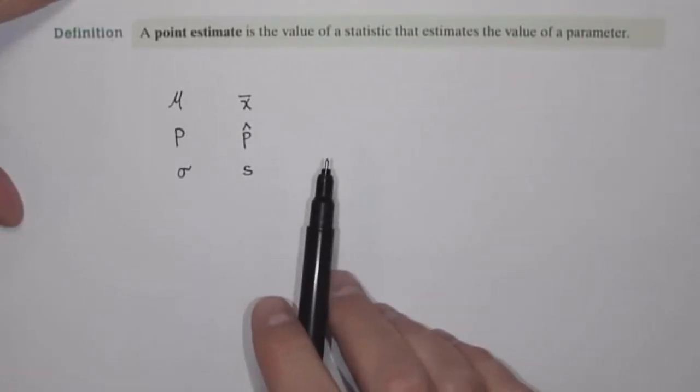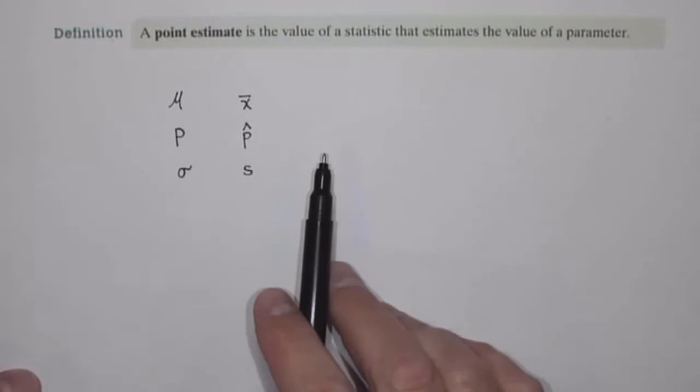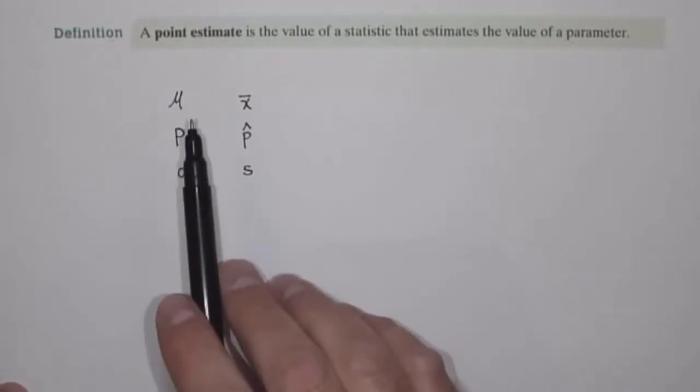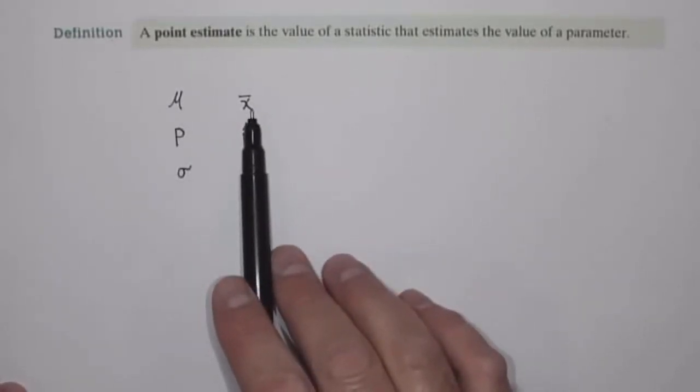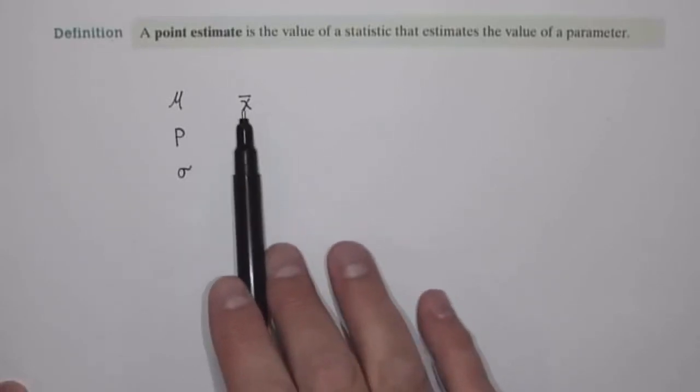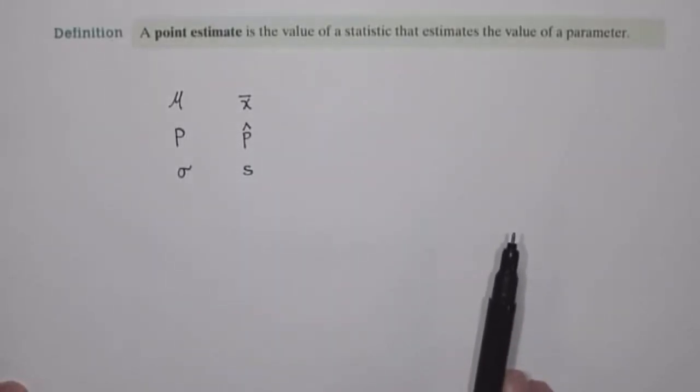So for every kind of statistical calculation that we've done so far in this course, we've had both a parameter and a corresponding statistic. And so again, we're going to use the statistic as the point estimate of the parameter.